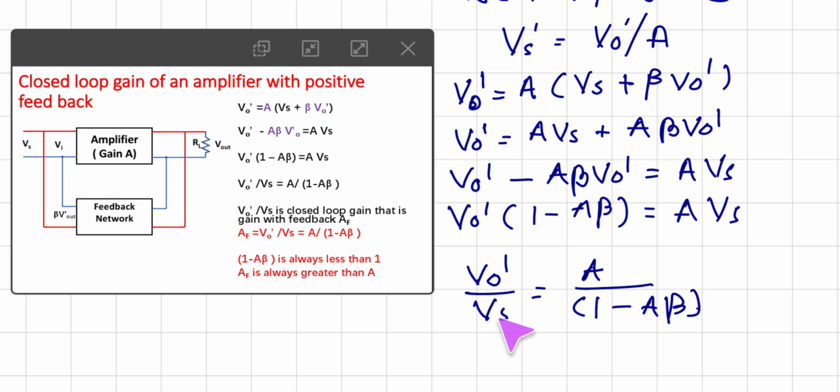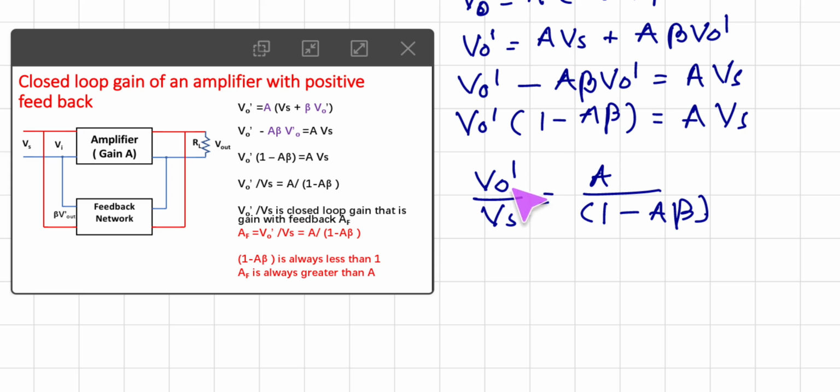But remember that Vs, as we saw, is the input and Vo dash is the output, and that is nothing but the gain. So this is the closed loop gain, that is, the gain with feedback, AF. When feedback is there, the output is Vo dash and the input is the total Vi. With feedback, the input is the signal voltage plus the feedback voltage, which you should remember. Therefore AF, the voltage gain, becomes A upon 1 minus A times beta. Here AF is the gain with feedback.